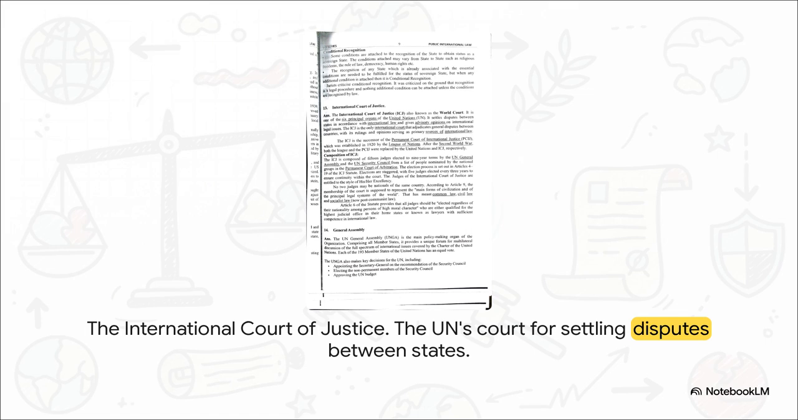Its whole job is to settle legal fights that states bring to it. Now, it's so important to remember the difference here. Unlike the ICC, which goes after people, the ICJ deals with arguments between states. One court for individuals who commit atrocities, this court for countries who are having a disagreement.